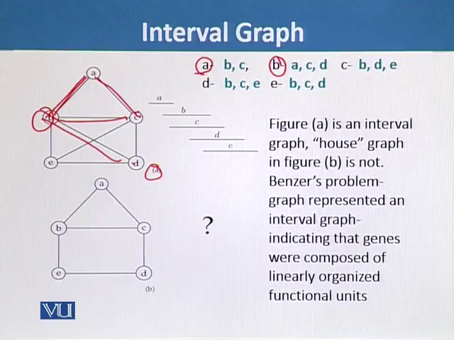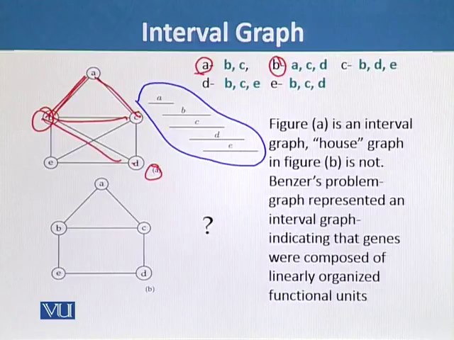For example, if we consider A again in this representation, we can see A is overlapping with B and it is also overlapping with C. So if we consider B, and we know that it is overlapping with A, C and D, we can see in this that it is overlapping with A, overlapping with C and overlapping with D and so on. So when the vertices overlap with each other, then the graph is called the interval graph.